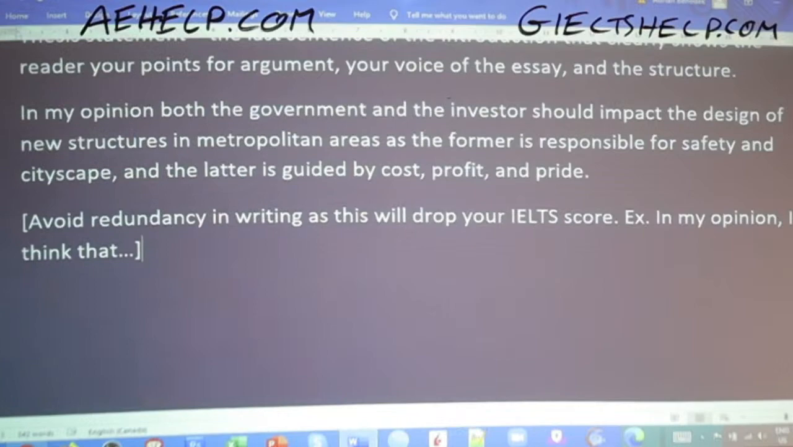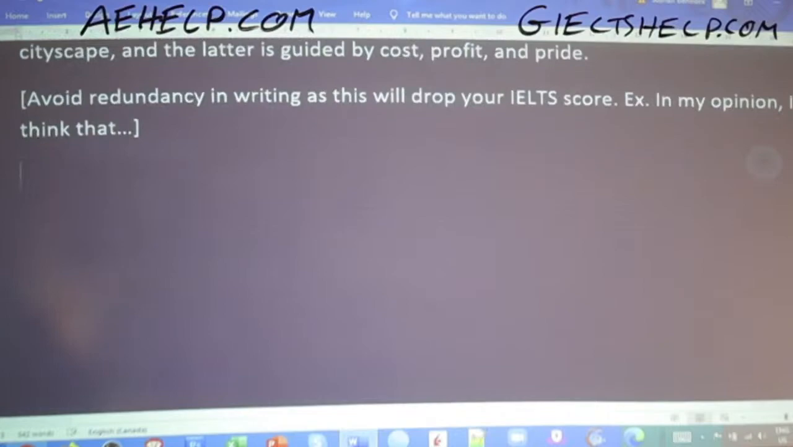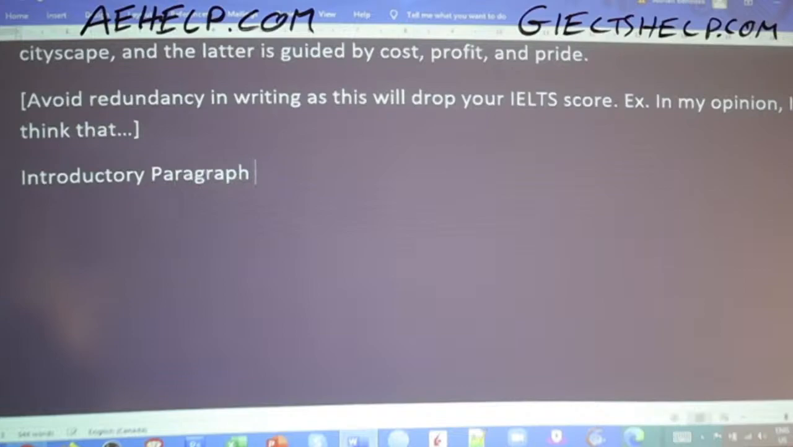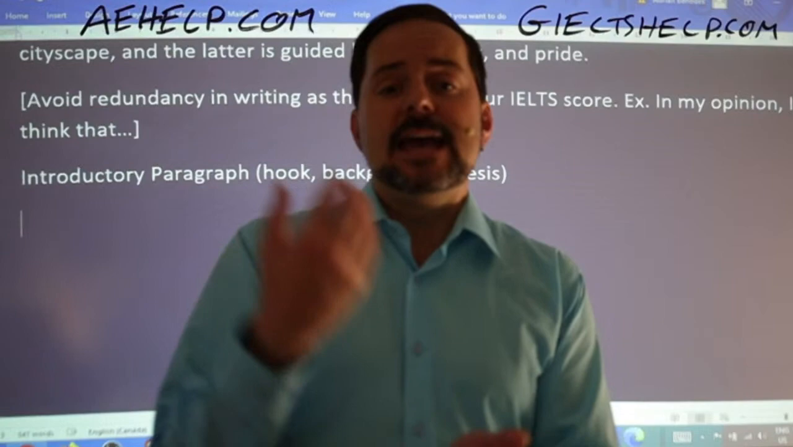So let's keep going. All right, so now we can begin our introductory paragraph. Okay, an introductory paragraph has three parts. It has a hook, it has a background, and it has a thesis. Okay, and this is not me making this up. This is not Adrian's lesson. This is standard essay writing structure. That's what you need to do.